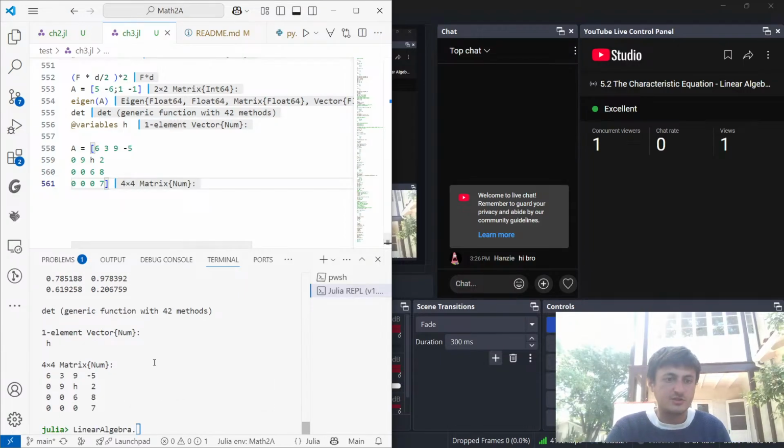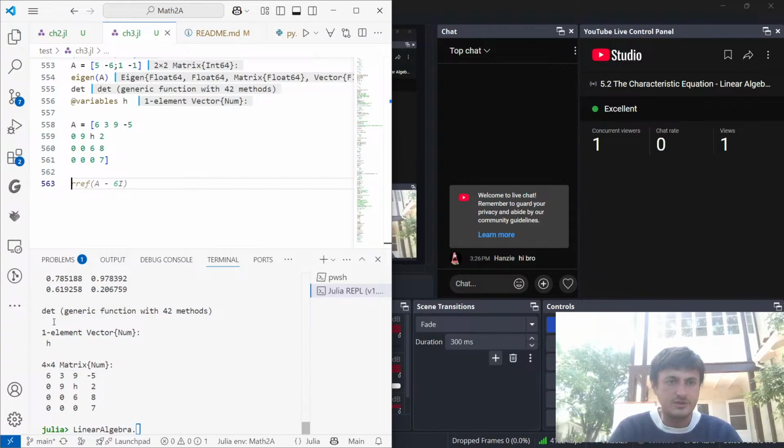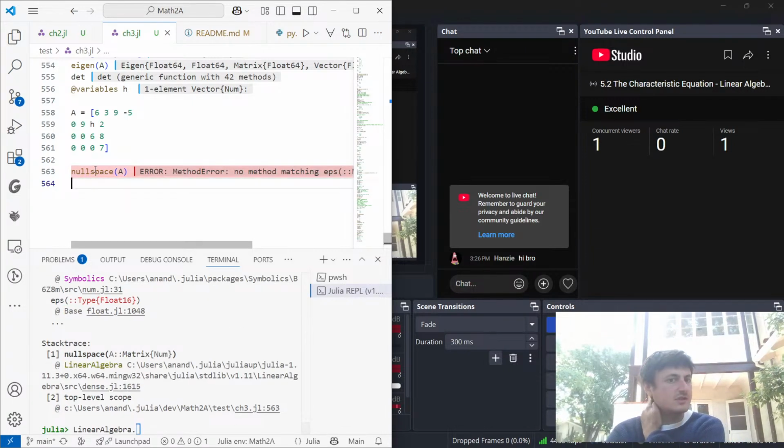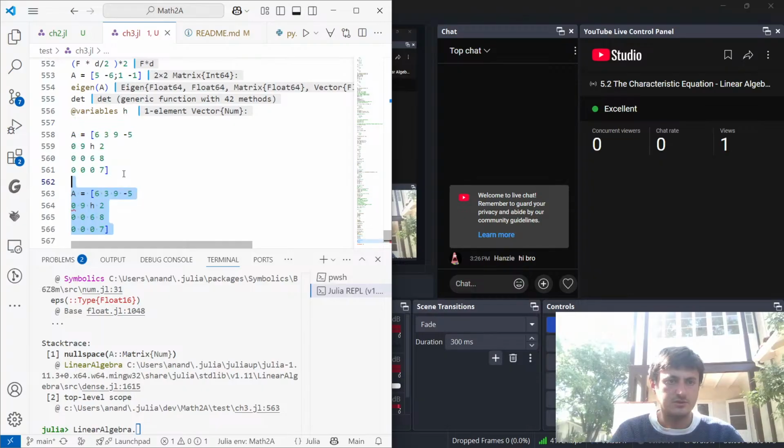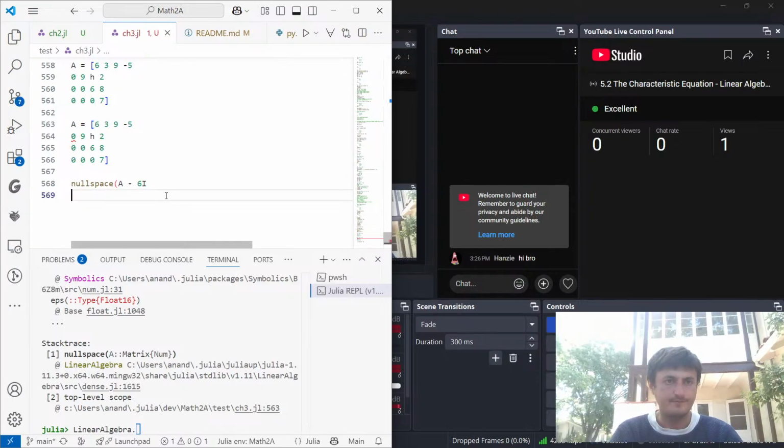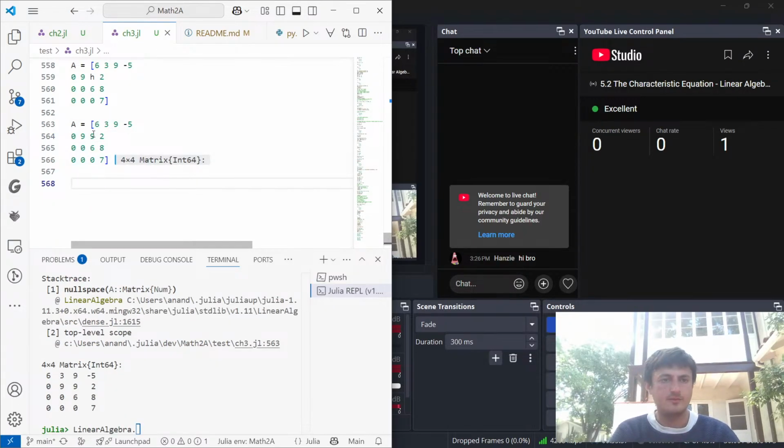Okay, so we have this matrix. But what we want to do is... So the problem is, I wonder if this works. Yeah, I figured it wasn't going to work. So first off, we need to do a minus 6I. Okay? But I want to duplicate this. So I'm going to guess that this needs to be 9. Then we're going to do a minus 6I.